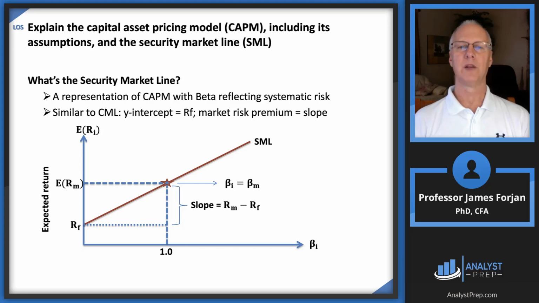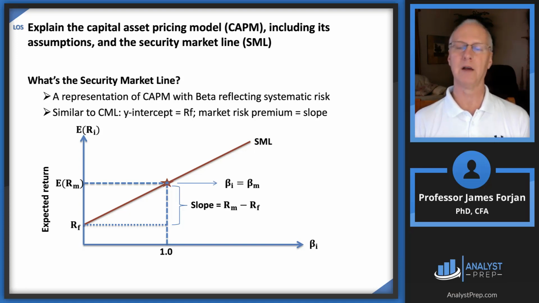How about if we explain the security market line? Well, this is nothing but a picture of the capital asset pricing model. All right, so here's a great question: what's the difference between CML and SML? And here's the big difference. Look at that horizontal axis. Back with the capital market line, we had total risk. We had standard deviation on that axis.